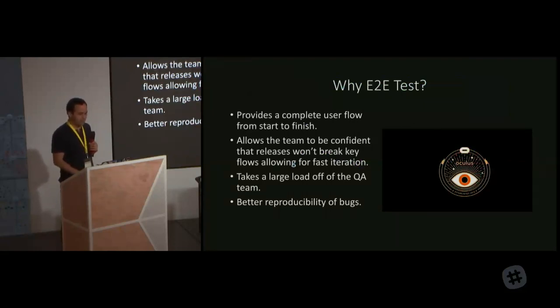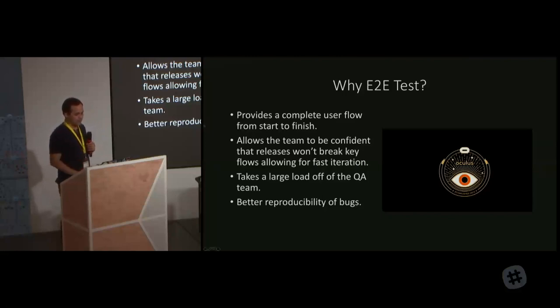There are a lot of valid reasons to do end-to-end tests. First of all, it allows you to test a key flow from the very beginning, from when you start up the app all the way to the end. This way you can ship code with near absolute confidence that it's not going to break something.